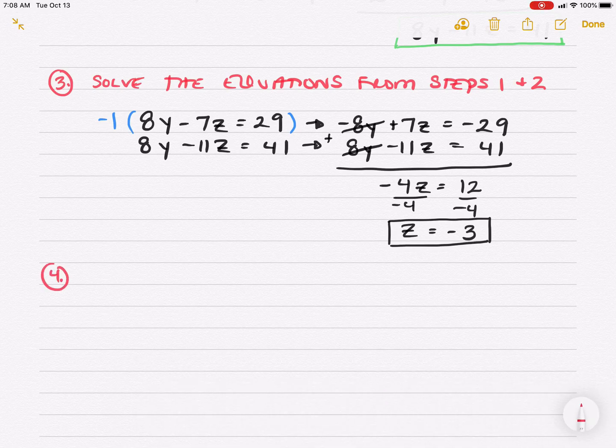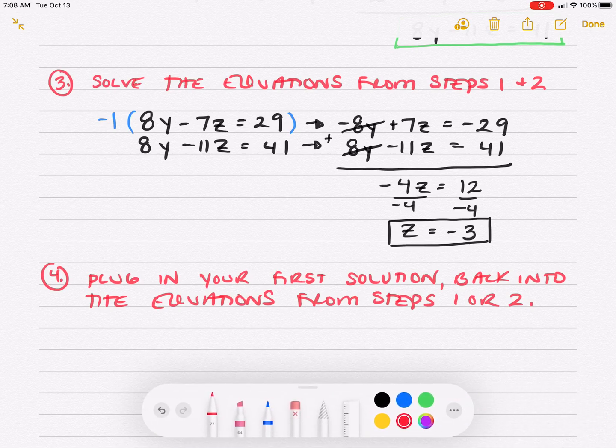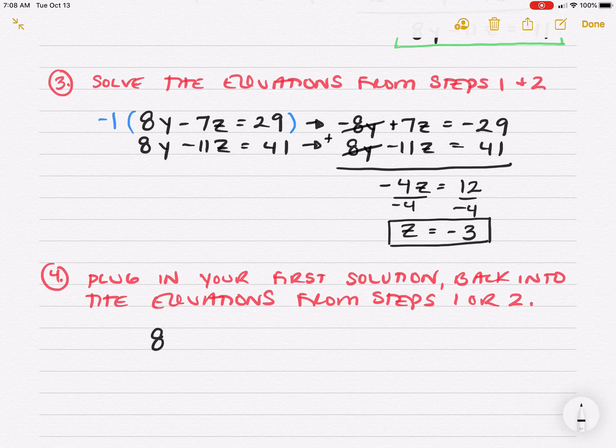Okay, so now this will be kind of our last step: you're going to plug your first solution back into the equations from step 1 or 2, okay? So basically, we can't go back to the beginning of the problem because I don't know enough of the variables, but I can go back and maybe we decide to use this first equation, 8y minus 7z is equal to 29.